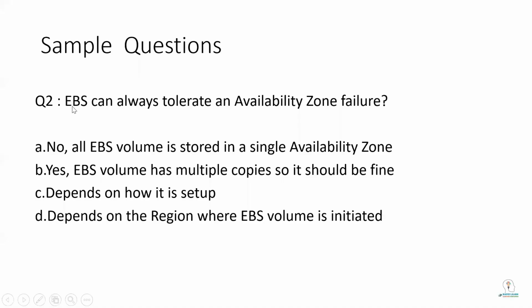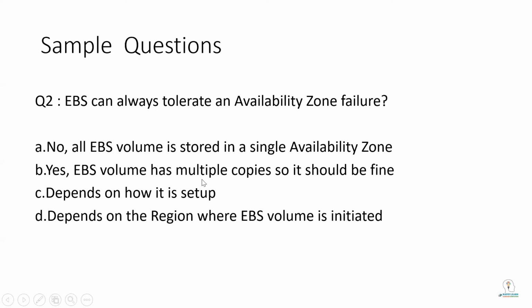Second question. Can EBS always tolerate an availability zone failure? Whenever there is a failure in an availability zone, can EBS tolerate it or not? The answers are A. No, all EBS volumes are stored in a single availability zone. EBS volume is stored in a single availability zone, so it cannot tolerate it. This could be the right answer.